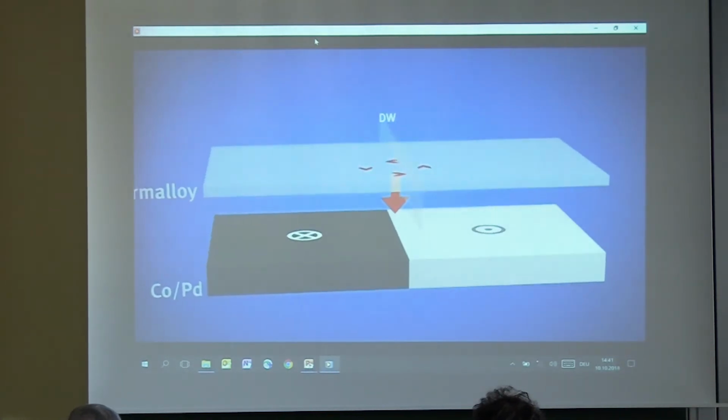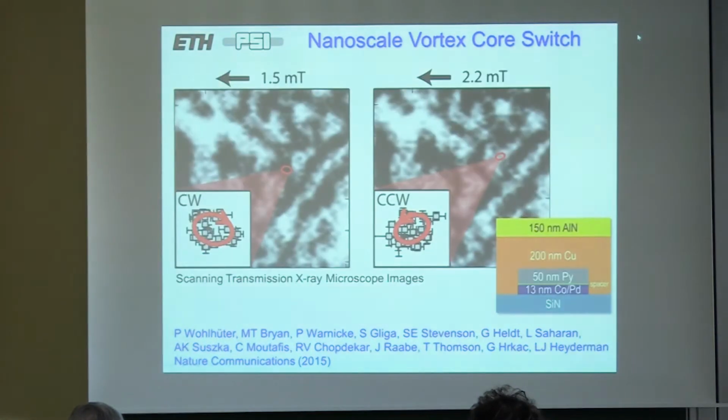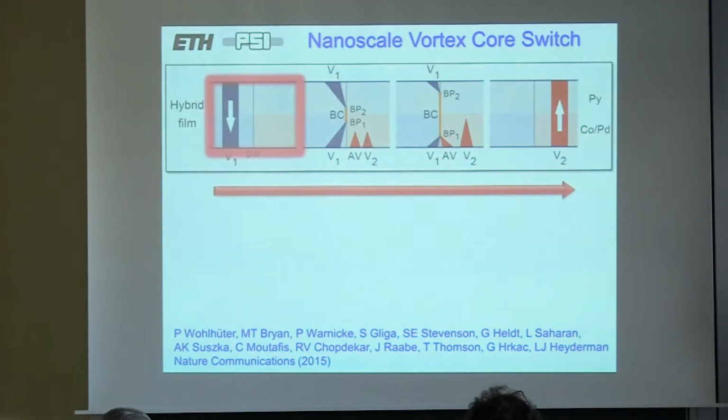Now I just show you the experiment. So here you see some images of these stripe domains, and here is a map of the vortex core position. And when the vortex core is precessing above a dark domain, then it precesses clockwise, and when it's sitting above a bright domain, then it precesses counterclockwise. And it's actually quite complex what's going on. I show you just the first steps in this process.